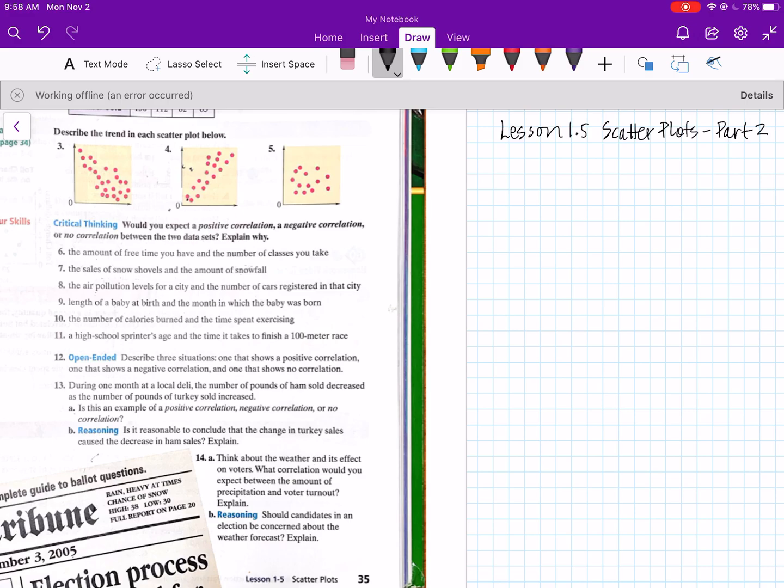First, we can do real quick, we're looking at page 35 here on scatter plots. Number 3, it says describe the trend in each scatter plot below, and then number 4, and then number 5. And over here, I'm going to write real quick, this is from page 35. And real quick, you can do numbers 3, 4, and 5. I'll give you a second for those. Describe the trend in each scatter plot below.